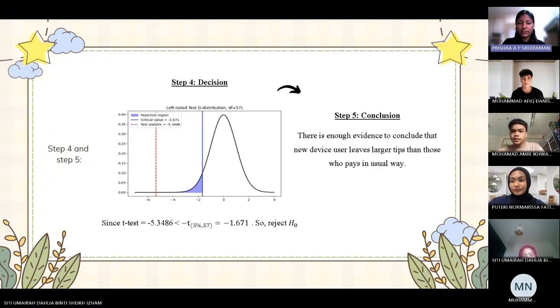Step 4 is making the decision. We compare the calculated t-value with the critical t-value at the 5% level. A graph is given here for reference. If our t-value is greater, it falls in the rejection region. Step 5 is the conclusion. If the null hypothesis is rejected, we conclude there is enough evidence that the new device users leave larger tips than those who pay in the usual way. Now I will pass it to Umaira.